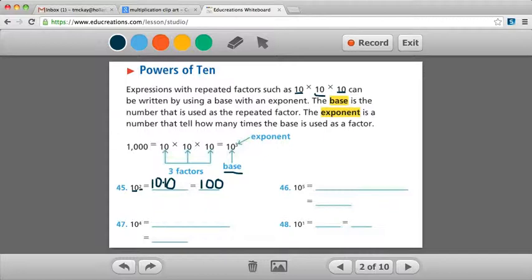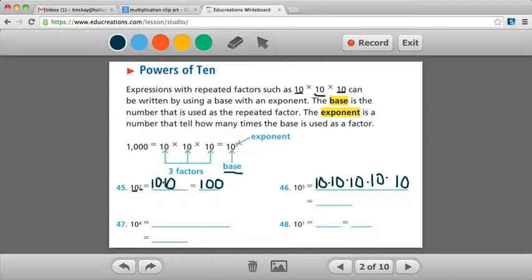If we have 10 to the fifth power, our base is 10. And how many 10s do we have? What's the exponent? 5, so we have to write 10 times 10 times 10 times 10 and times 10.